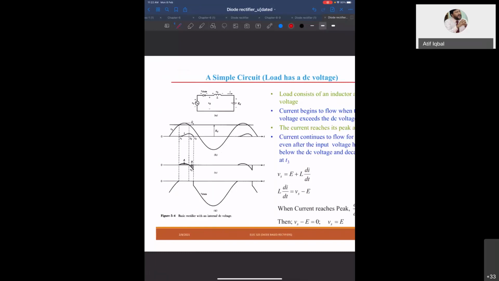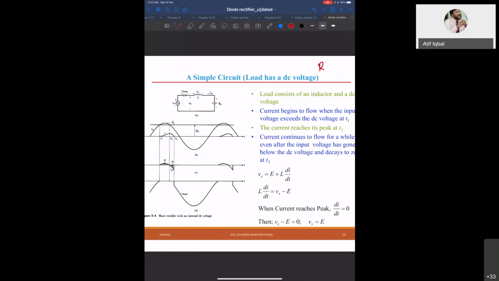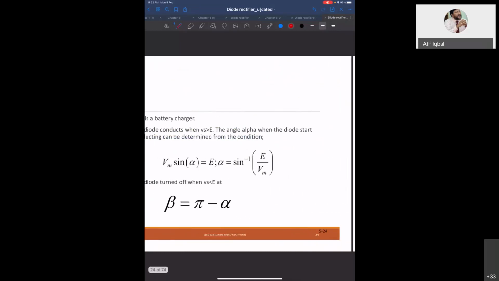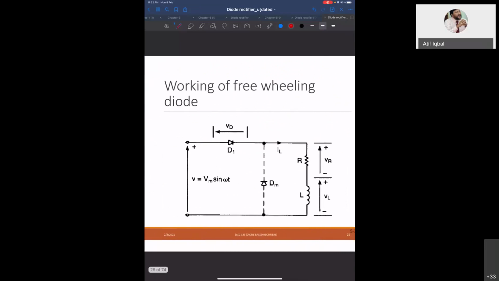This is the same. This is the RL load. This is not R, this is only L and E load, inductance and battery. So the same thing like we already discussed. There is now the working of the freewheeling diode.